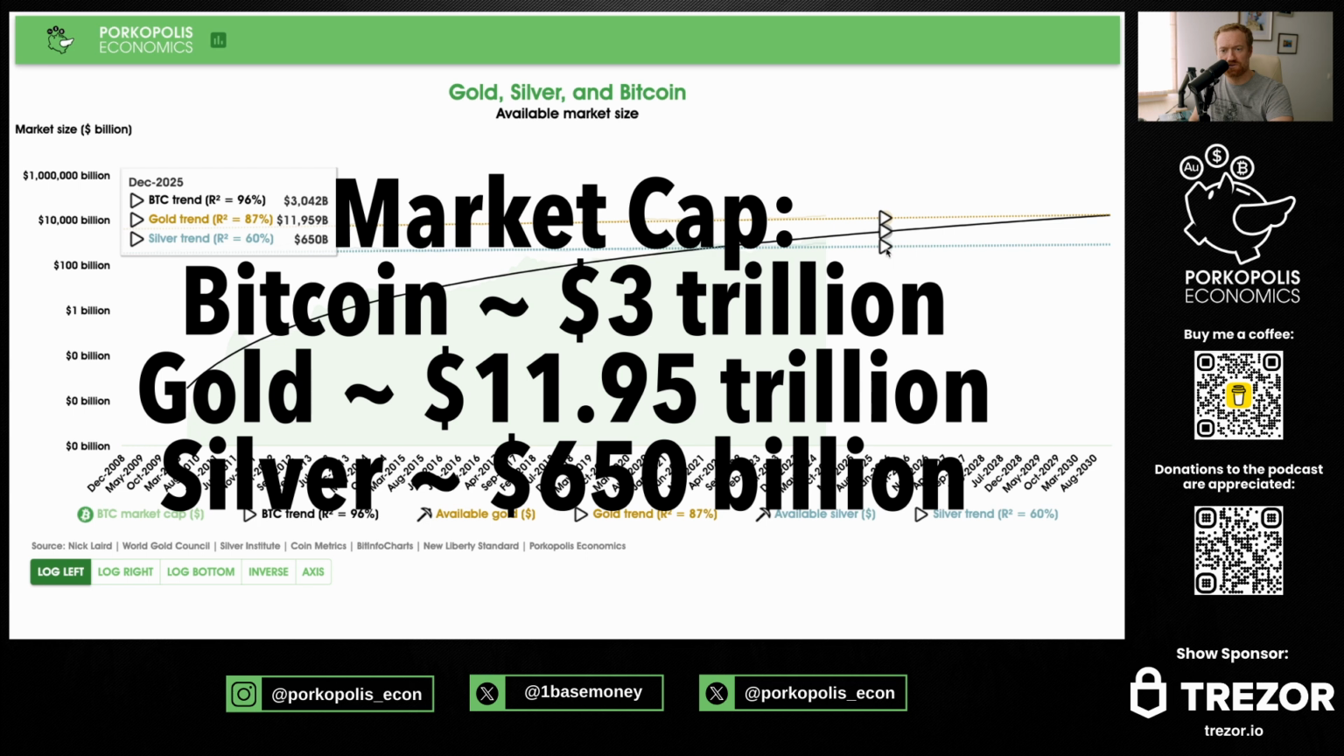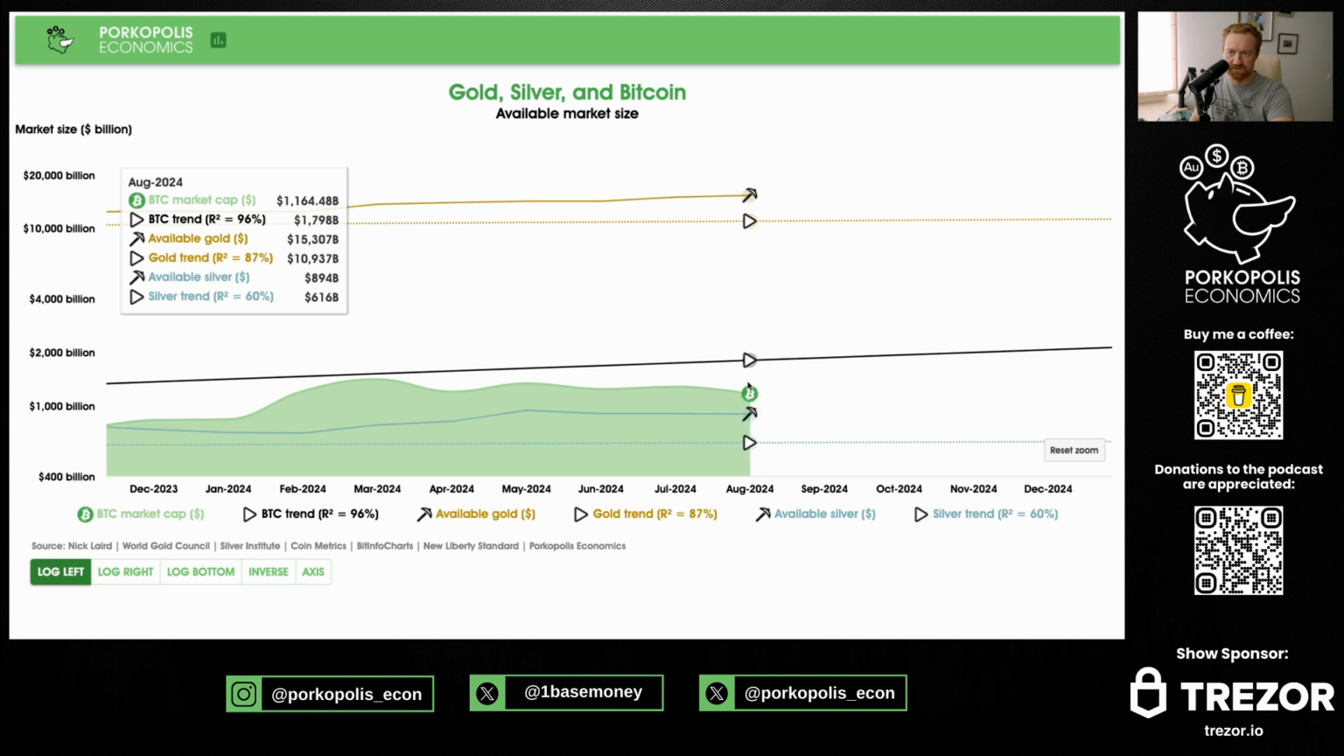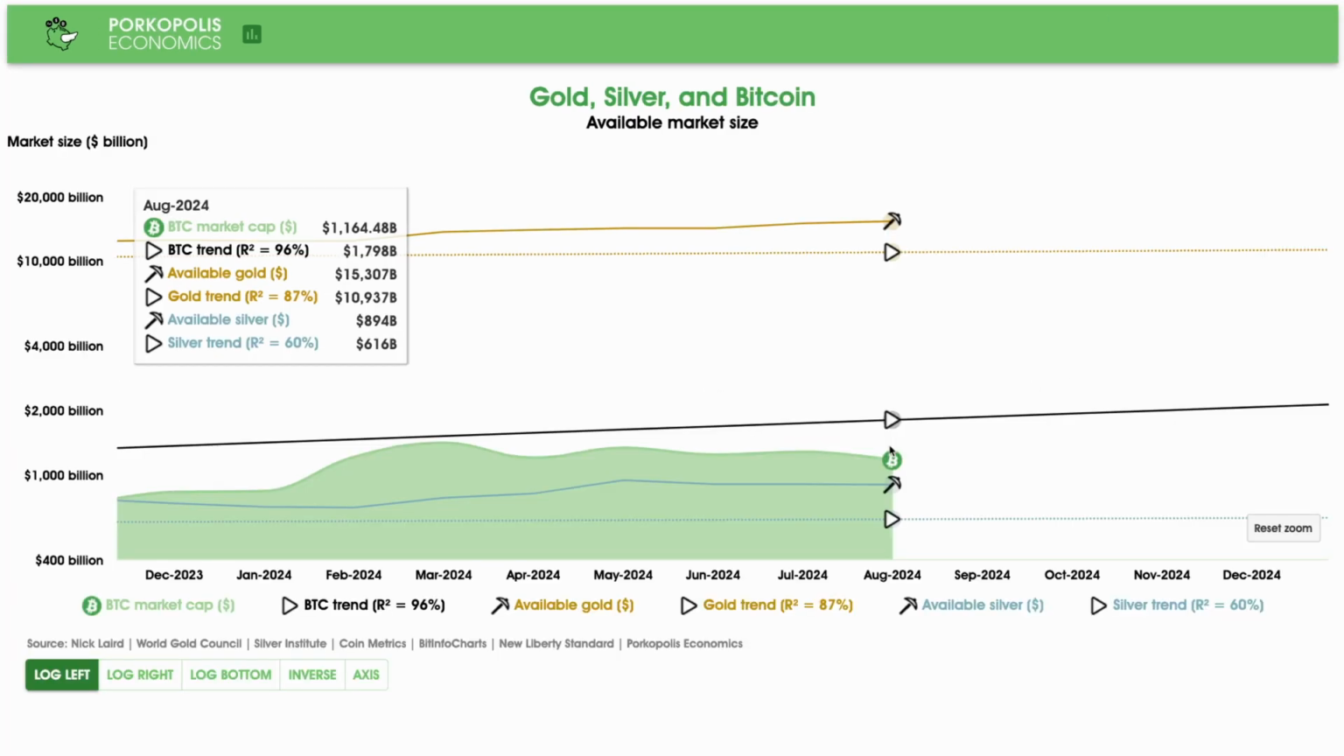All right, gold's trend line 11.95, or roughly $12 trillion market cap, and silver $650 billion market cap. And of course, silver and gold are above their trends today. Let's just zoom in here. We see here that gold's at a $15 trillion current market valuation. All the gold in the world ever mined that's available, not in industrial usage.